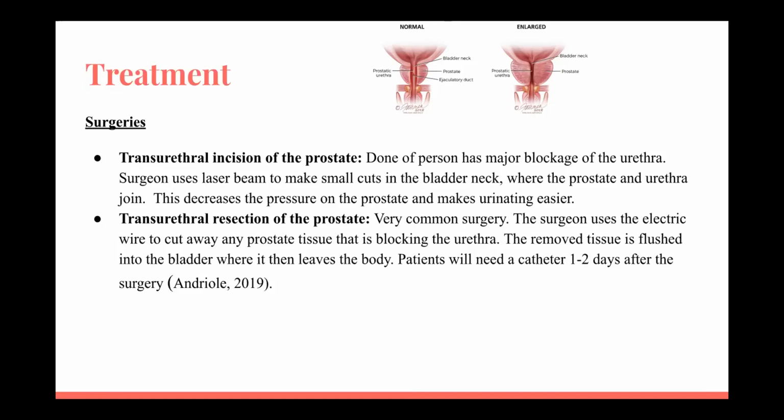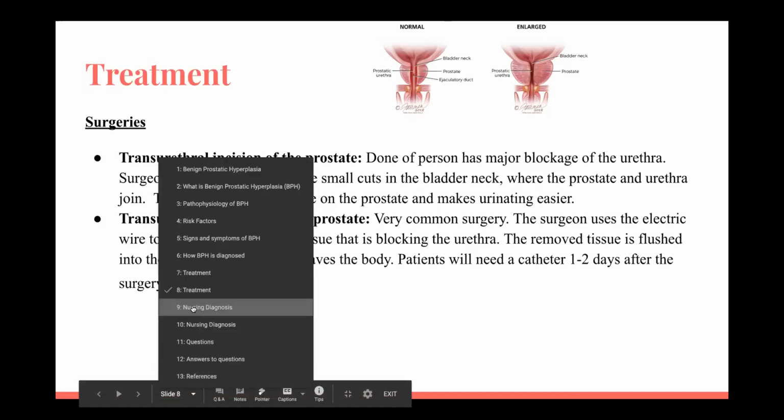And then the most common surgery is the transurethral resection of the prostate. The surgeon uses a wire to cut away any prostate tissue that is blocking, and the removed tissue is flushed out into the bladder where it leaves the body. A patient will need a catheter 1 to 2 days after surgery.